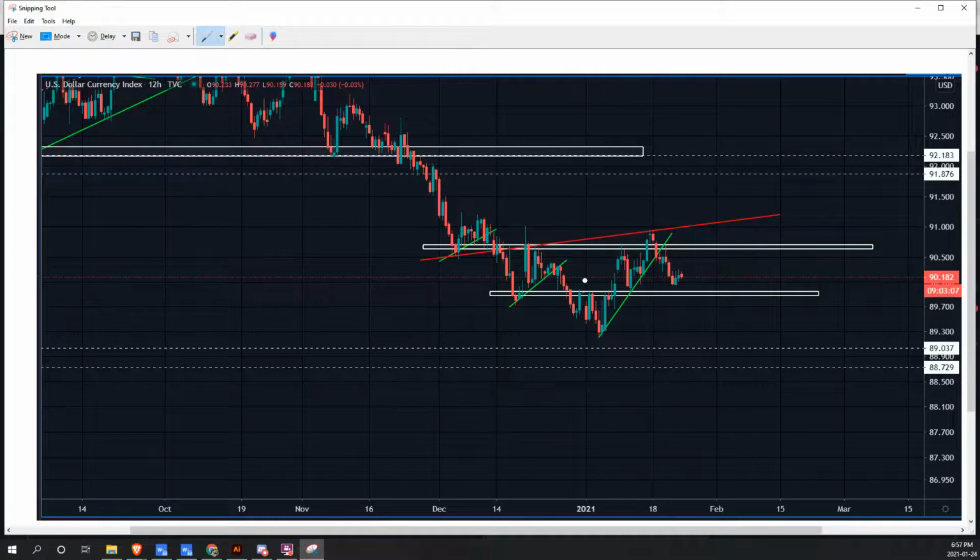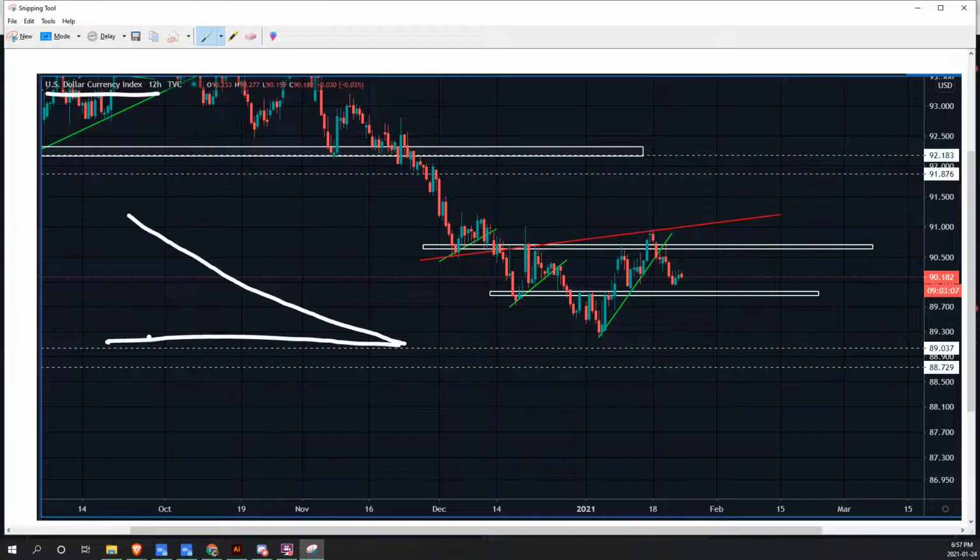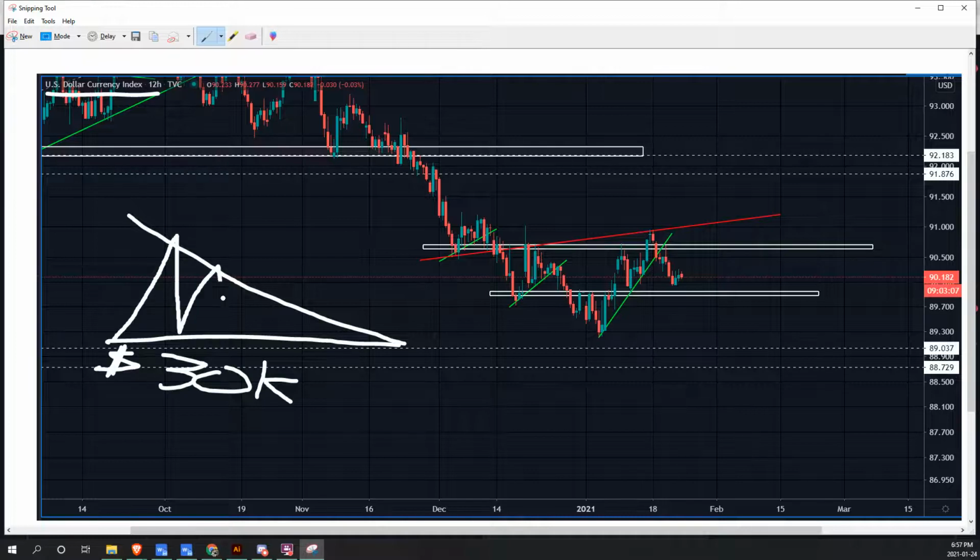I don't think it's completed yet, so we're going to be looking for basically the contraction to continue on both the US dollar as well as BTC, because BTC is currently doing this. If this was the 30K zone for BTC, and let's just say it's kind of doing this, we want to see this contract a little bit deeper, and then BTC go a little bit deeper as well.